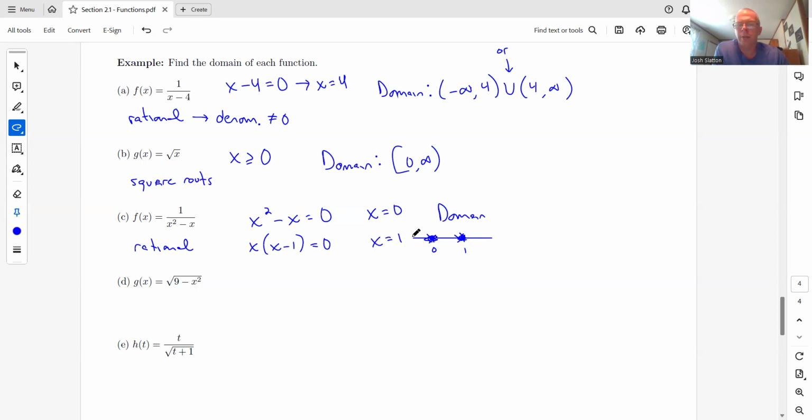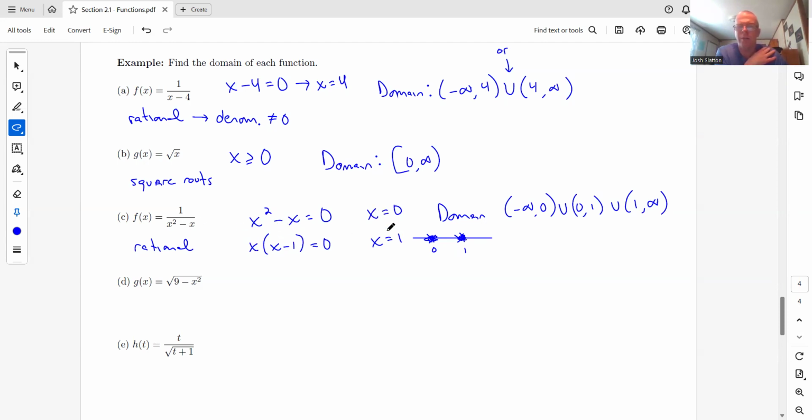So negative infinity up to 0. Parentheses. These will always be parentheses because we're taking out a point. Union 0 to 1. Union 1 to infinity.